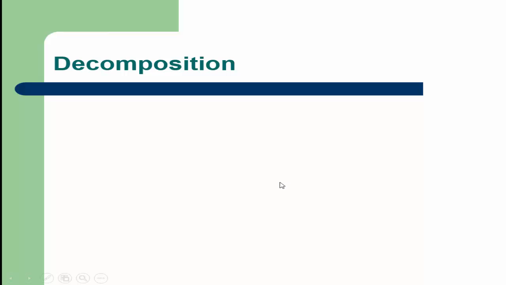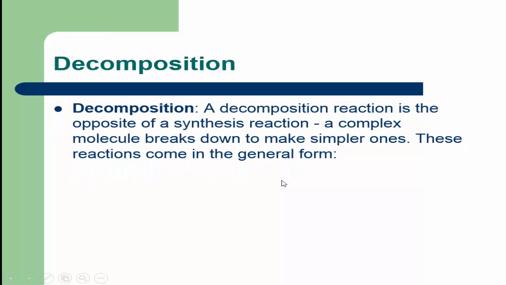So this is the third reaction type. It's called decomposition. Decomposition is the opposite of a synthesis reaction. A complex molecule breaks down to make simpler ones. These reactions again come in the general form AB decomposes to form A plus B. Just the reverse of a synthesis reaction.